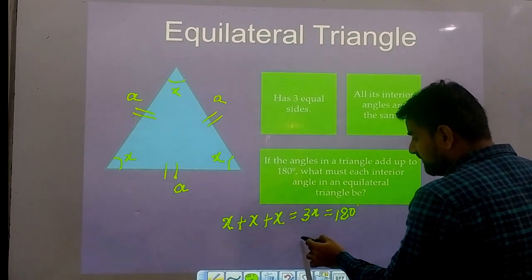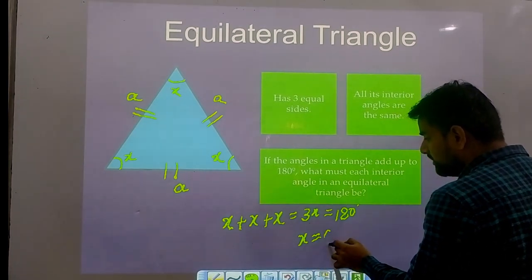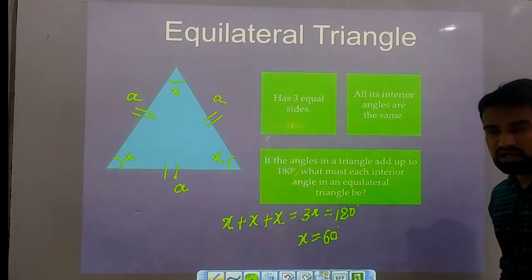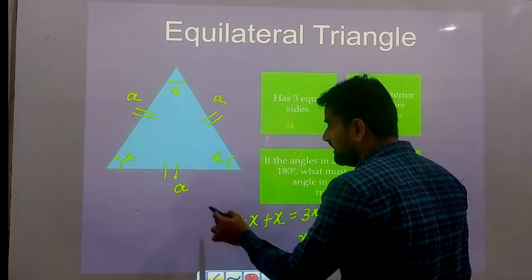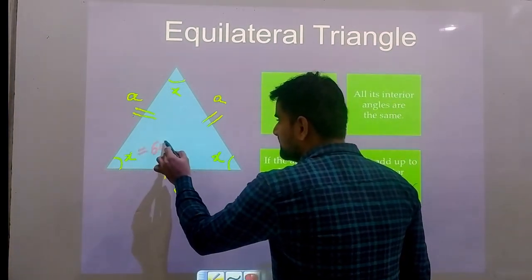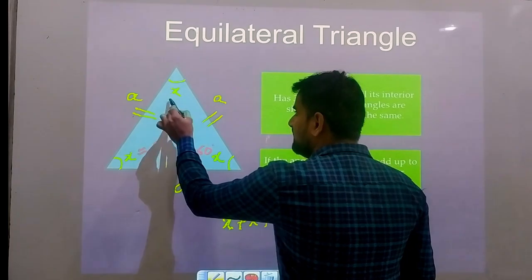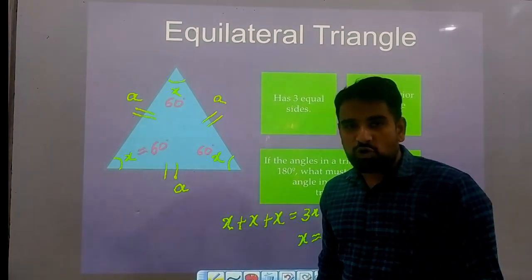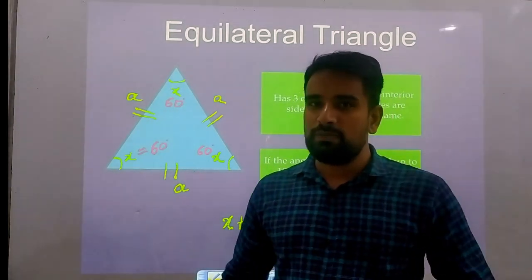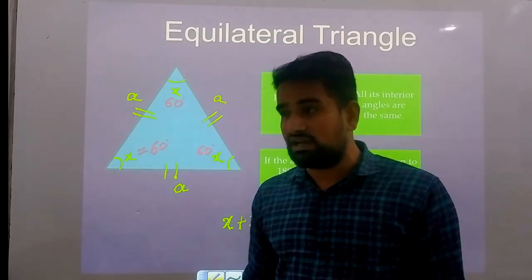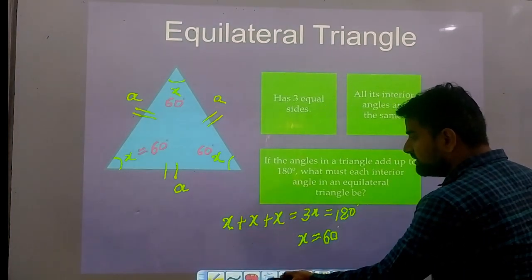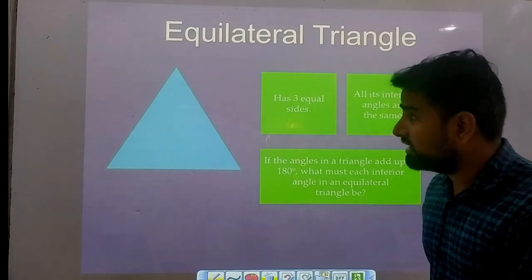Alright, so by that definition I can say that each and every angle should be equal to 60 degrees. It's simple algebra here. So therefore I can say that this angle is 60 degrees, 60 degrees and 60 degrees. All the 3 angles are equal to 60 degrees and equal to each other as well. Anyway, let's move ahead. Let's know the other type of triangle.